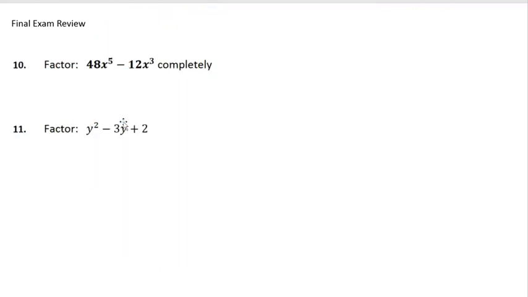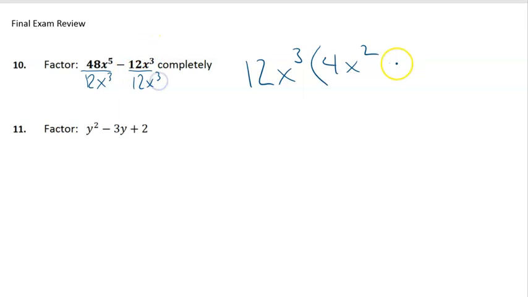But when I go back to this problem number 10, 48 and 12 can both be divided by 12, and x to the 5th and x to the 3rd, we can pull out an x to the 3rd. So do that first. 12x to the 3rd comes out. All right. If I take this and divide it by 12x to the 3rd, I still have 4x squared left. If I take 12x to the 3rd and divide it by 12x to the 3rd, I have a minus 1. I'm not done with this problem.